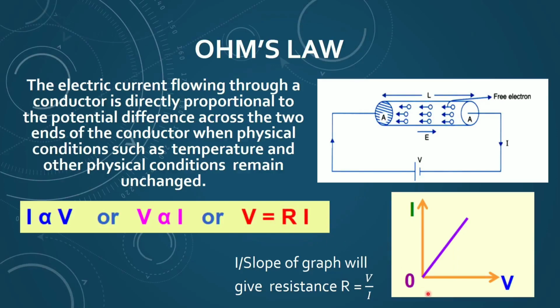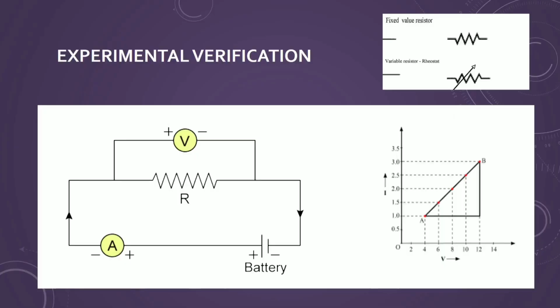And if we do the graph plotting, as I have said, I is proportional to V. So V here is the independent variable. We will take it along the x-axis. Current, being dependent upon the potential, will be taken along the y-axis, and the slope of this graph will give me the value of the resistance, which is the proportionality constant. This experimental verification you people will be doing in the lab. It is one of the experiments in your syllabus.